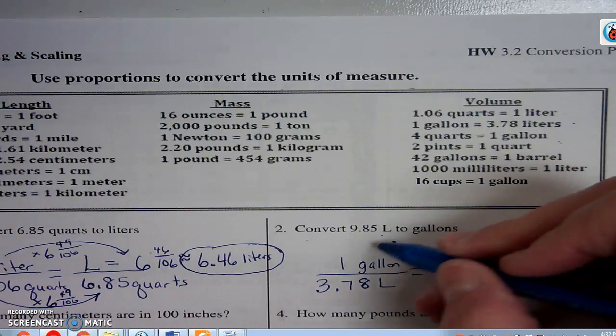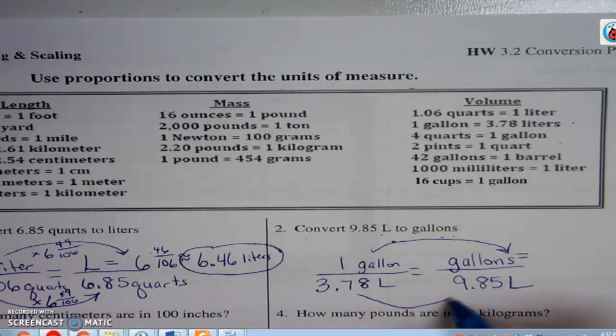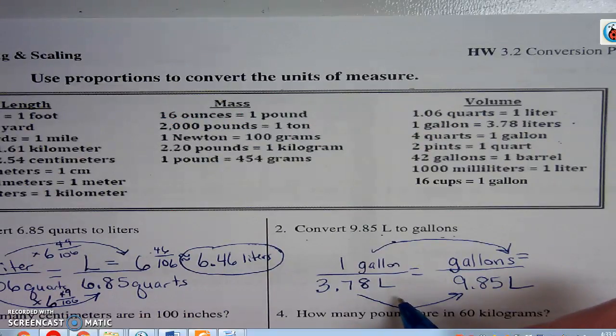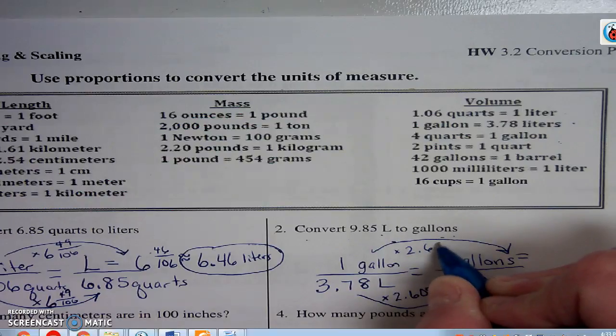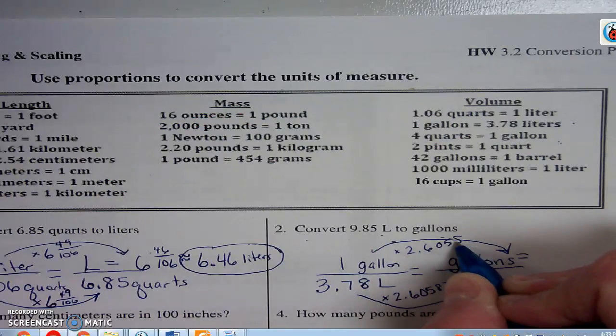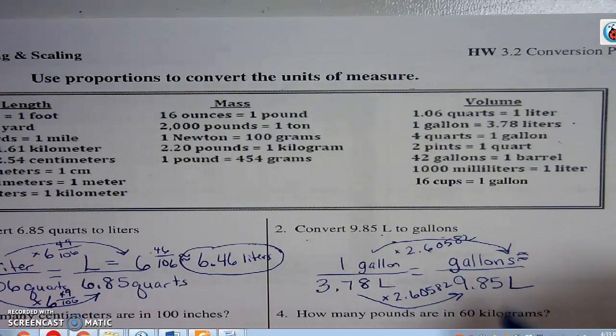So now I draw my arrow towards what I don't know, and I find the scale factor. And it's a weird looking decimal again, and if you change it to a fraction, it's a weird looking fraction also. So I'm just going to use the decimal. 2.60582, and then there's more, so times 2.60582. That means about 2.61 gallons.